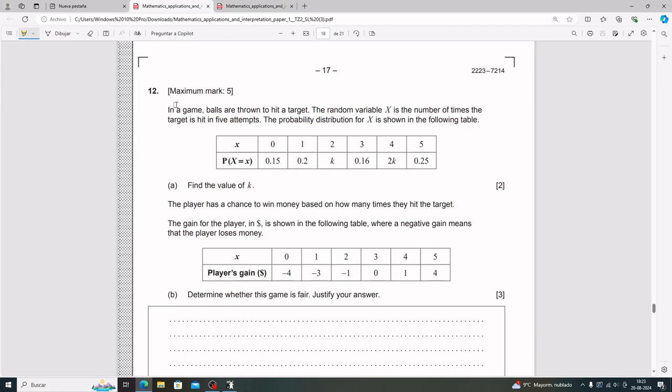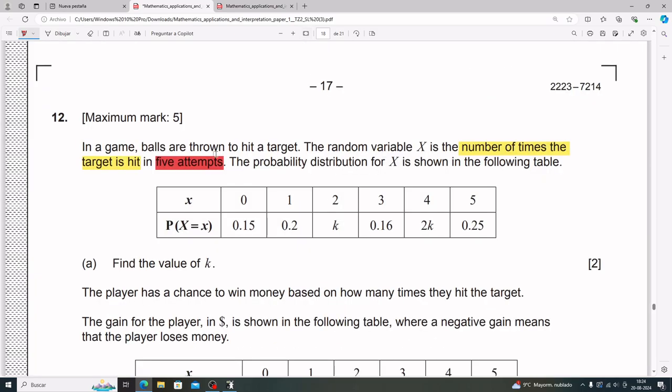Suppose that in a game, balls are thrown to hit a target. The random variable x is the number of times the target is hit in, important, 5 attempts. The probability distribution for x is shown in the following table. So, let's understand this a little bit more.